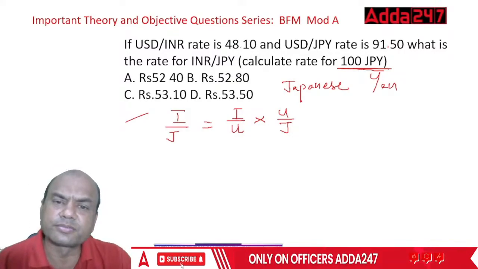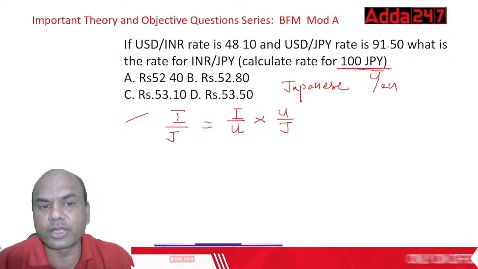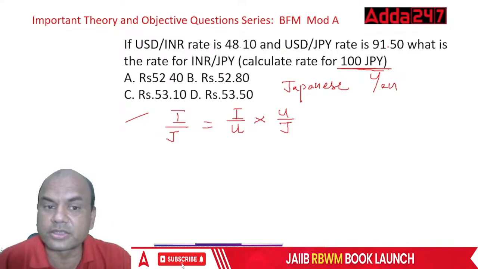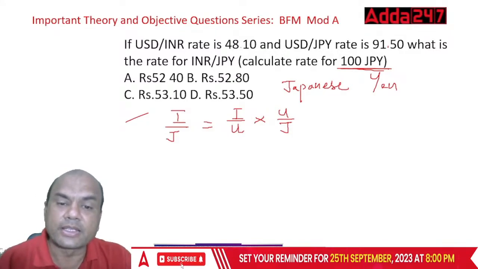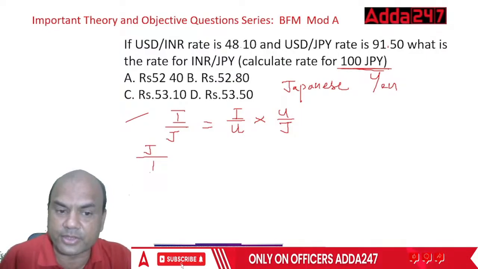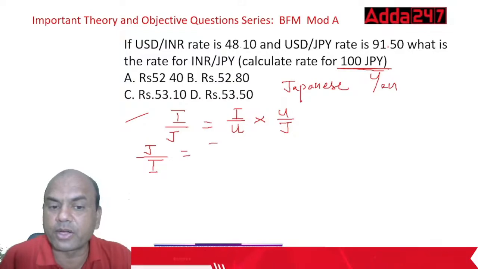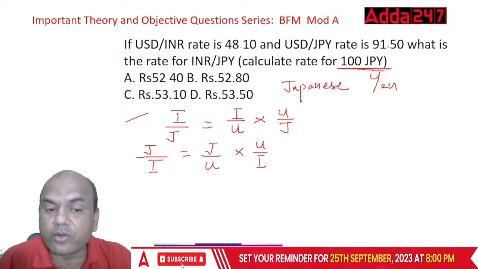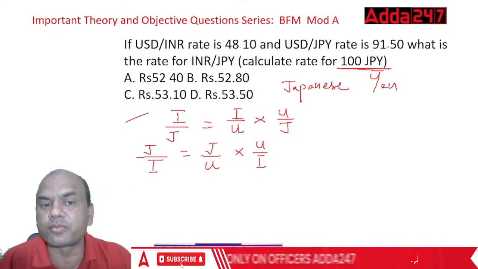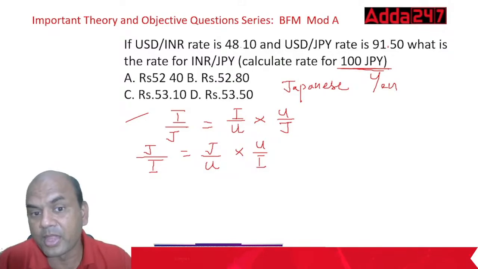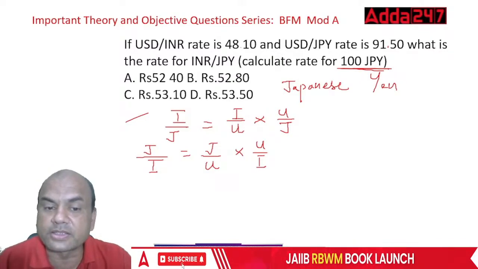So how will you do this? When I say I want the INR to JPY rate, it's actually the reverse one. Whenever we find this rate, we find it this way: JPY to INR. This is what we find out, and then JPY to USD into USD to INR. This is what we always find out. So first find out this. If you want, you can reverse this later if they ask you INR to JPY, because this rate is difficult to find out. This rate is very simple.